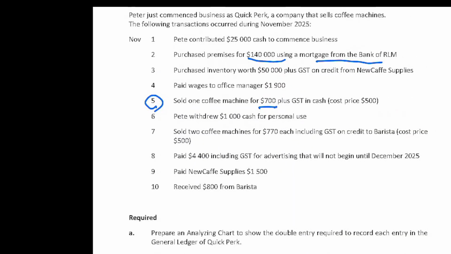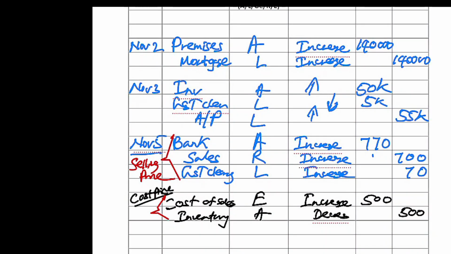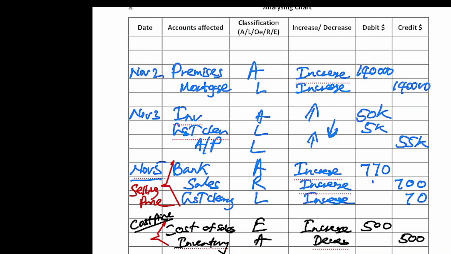Question 6. Pete withdrew 1,000 cash for personal use. What's the double entry, guys? Drawings. Very good. So you record in the analyzing chart. Number 6, drawings. Asset, liability, owner's equity. Negative. What is the classification? Negative OE. Very good.